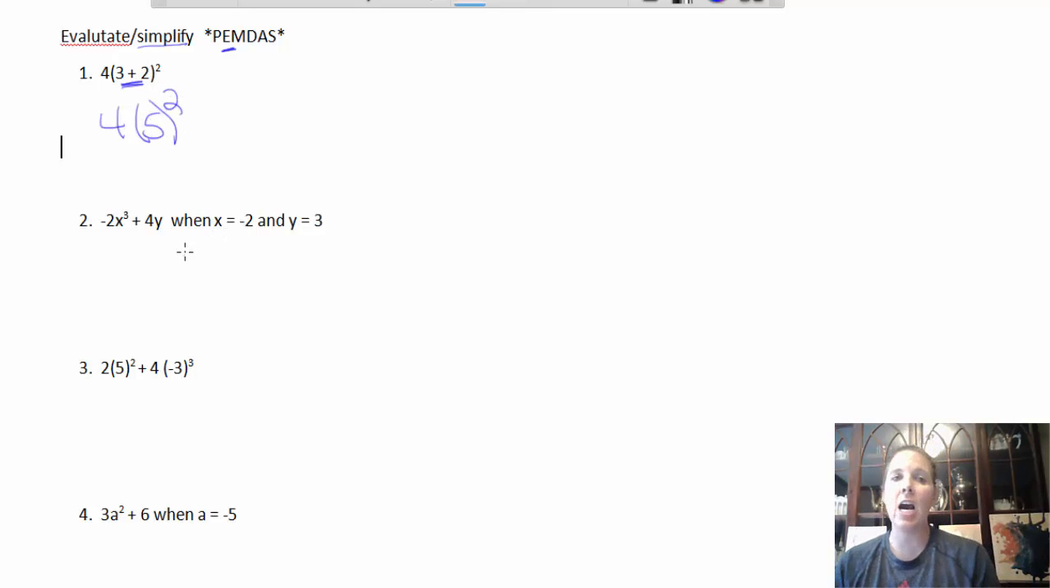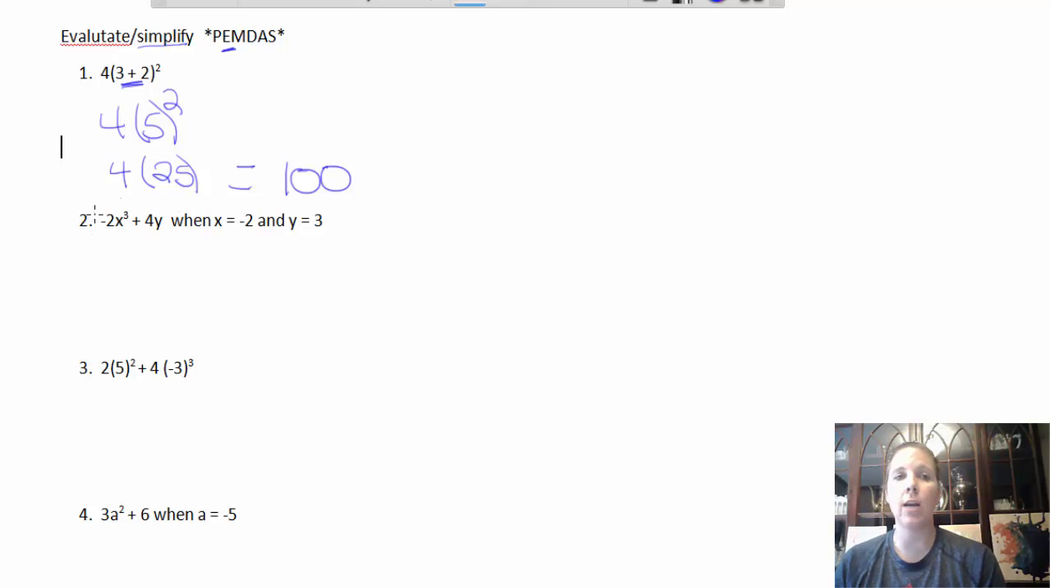Okay, now we do the exponent first. So 5 squared, so it's going to be 4 times 25. Notice that I keep my parentheses, otherwise it's going to get really confusing. And then 4 times 25 is 100. Okay. So number 2 is a plug and chug.